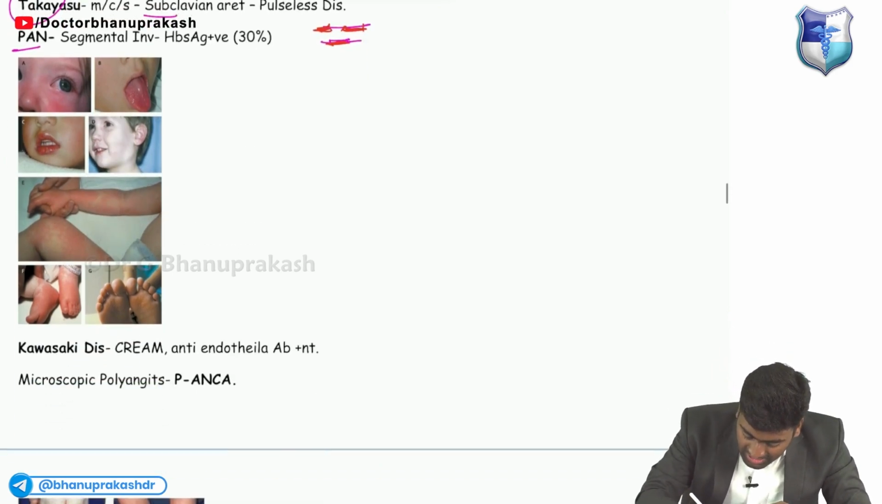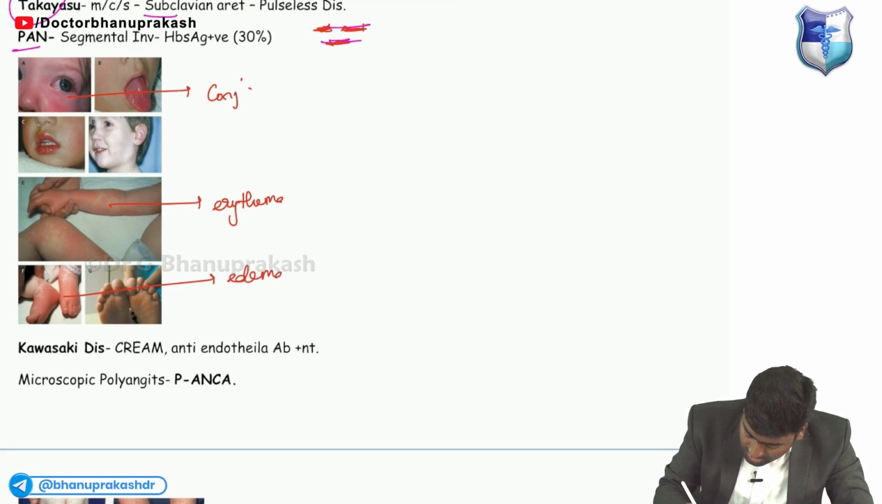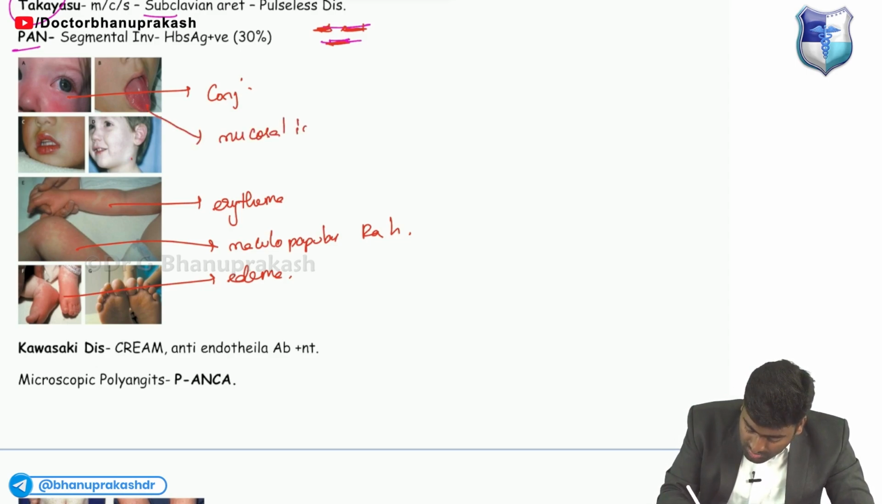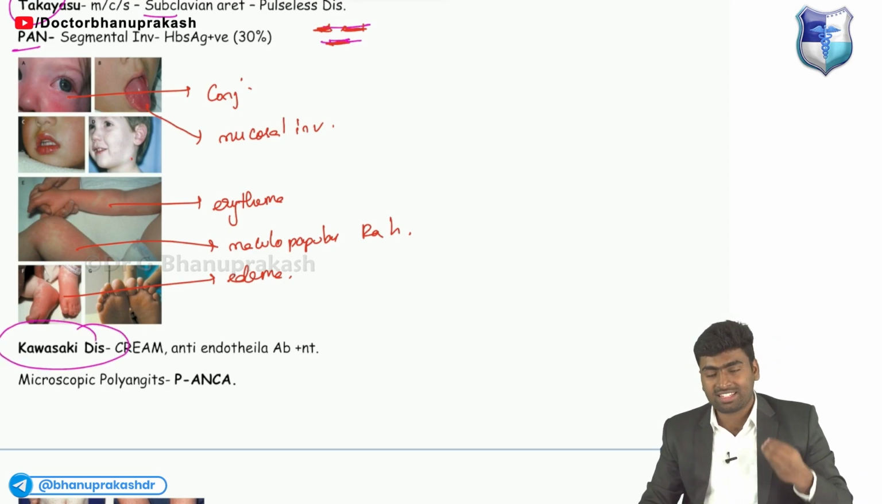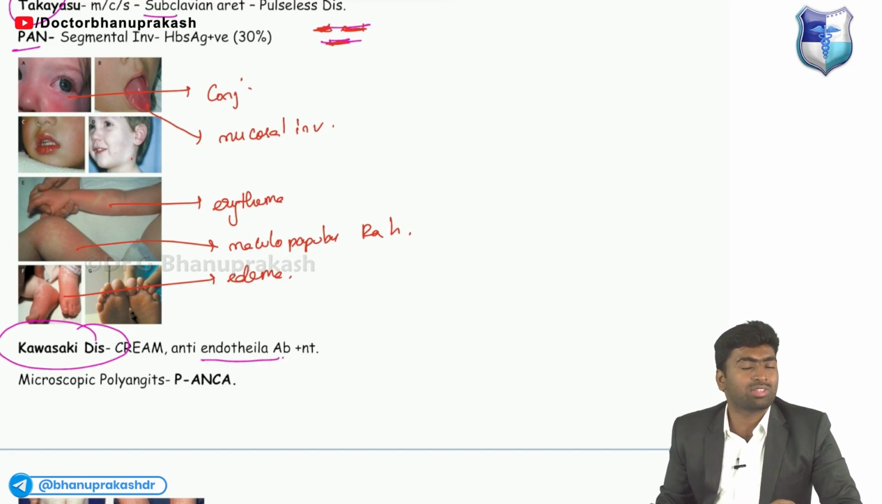And next, you see a child with these clinical features: there will be conjunctivitis, then there will be erythema and hand and foot edema, along with a maculopapular rash, and along with mucosal involvement like strawberry tongue. All of them are classically seen in a case of Kawasaki disease. Just remember. And in Kawasaki disease, you will be able to see anti-endothelial antibodies.